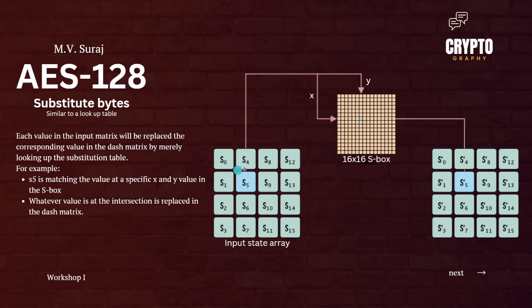Okay, so let's take 21 for example. If it's 21, you will go to 2. Assume this is 2 and this is 1, so you will find the x and y coordinate for it. Then you will find the intersection of that, and that will replace the appropriate value. So S5 will become S dash. Whatever the input is, you will find the x and y coordinate of it, get the intersection, and replace it. So if it was 36, you will separate 3 and 6, find the intersection, and get the substitute. 3 is going to be the x, 6 is going to be the y. That's how it works.